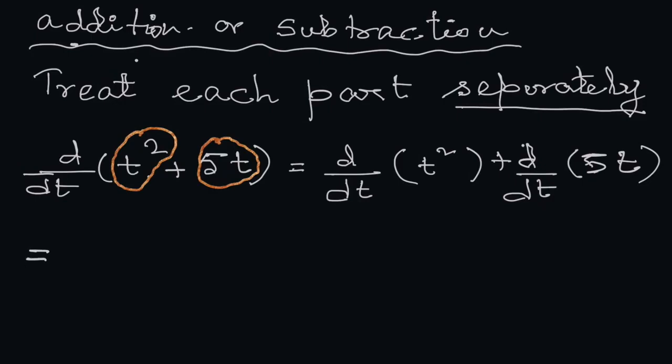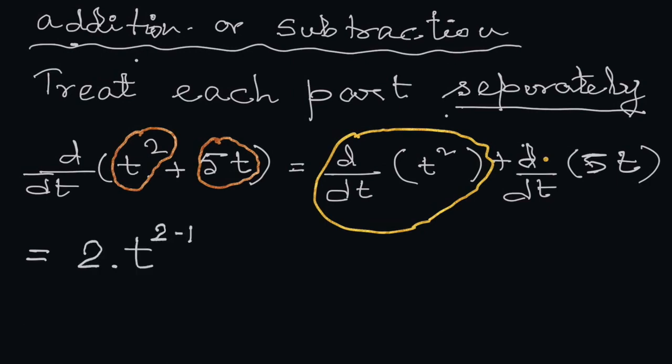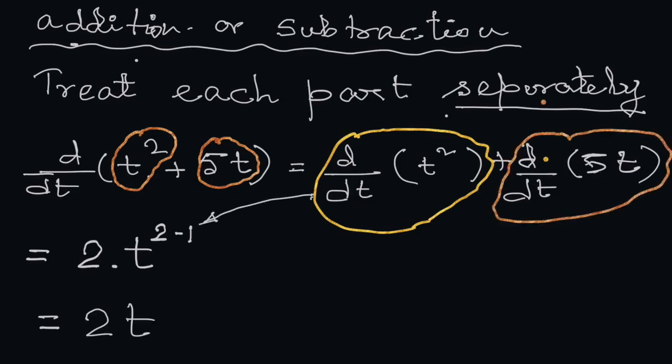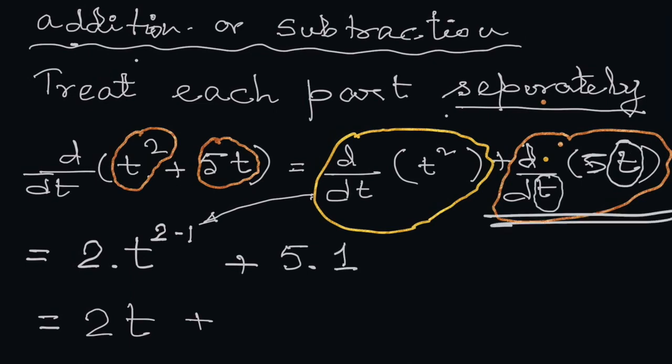So t square, we will take it first. Differentiation of t square. It would be 2 into t to the power 2 minus 1, that's it. So it would be 2t. Now, d by dt of 5t. Here, 5 is a number. So 5 into differentiation of t with respect to t. That would be 1 only, dt by dt. So it would be 2t plus 5.